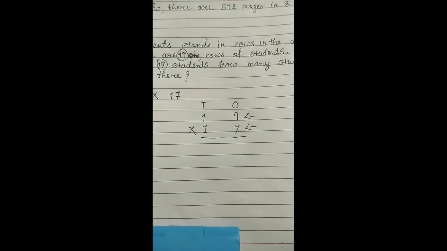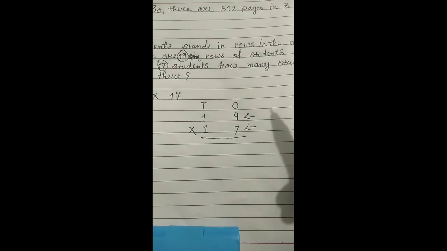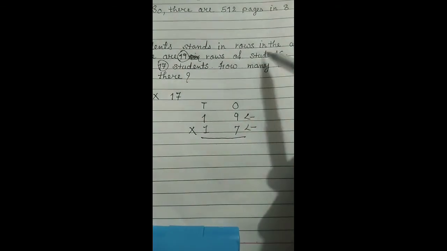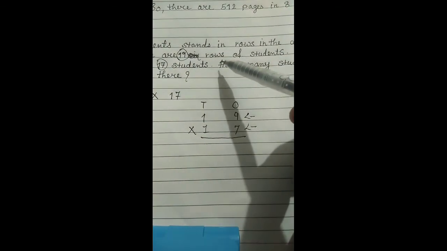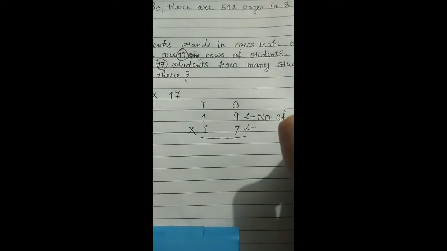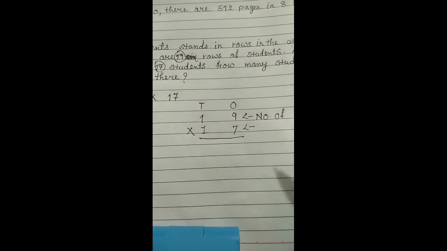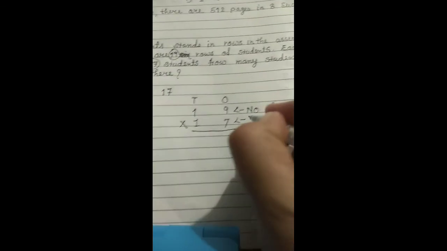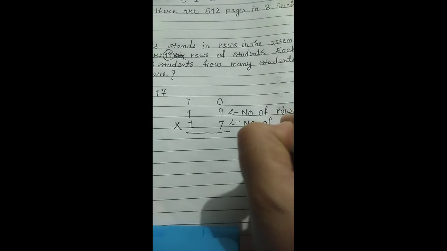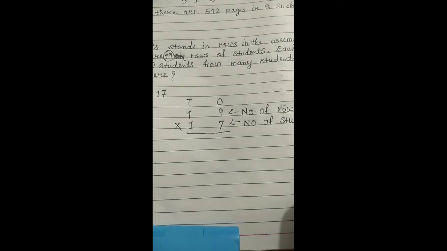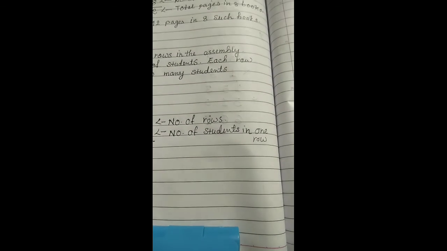Okay students, now what does this 19 stand for? There are 19 rows of students. So 19 stands for total number of rows, right? And what does this 17 stand for? 17 students in one line. So here we can write number of students in one row. Now let's take the solution.